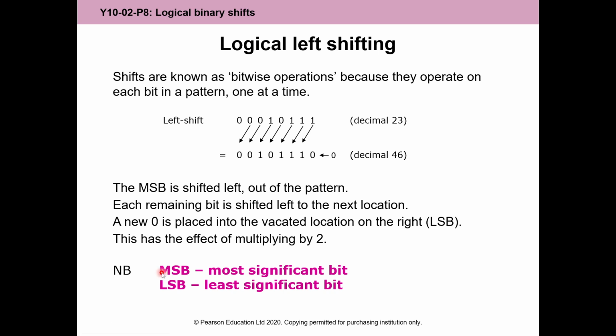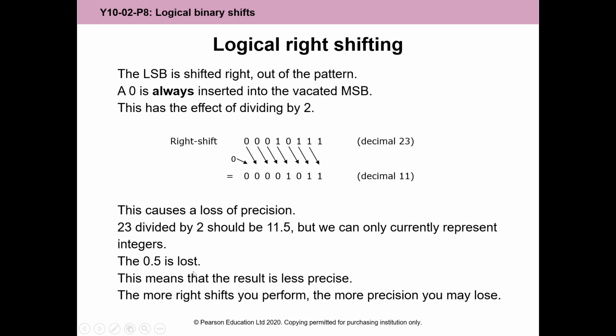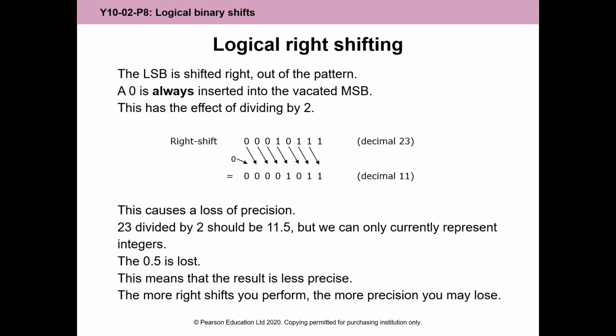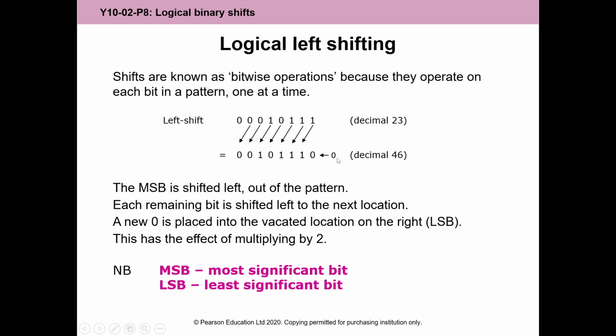Okay, so just a reminder that the most significant bit is on the left. Why is it the most significant bit? Because it's worth the most for the bit values. And the least significant bit is always worth 1 on the right. So we've talked about a logical shift to the left where you multiply by 2. It's very similar for shifting to the right, but you divide by 2. Just like previously, we shifted in a 0 on the right to the least significant bit.